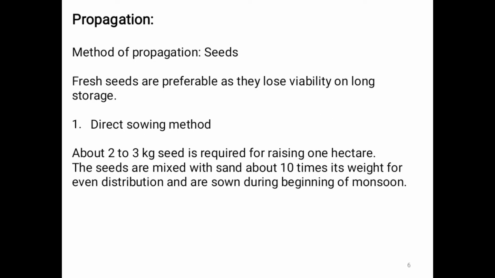Then propagation. Periwinkle is propagated by seeds. Fresh seeds are preferable as they lose viability on long storage. The first method is direct sowing. About 2 to 3 kg of seed is required for raising 1 hectare of land.